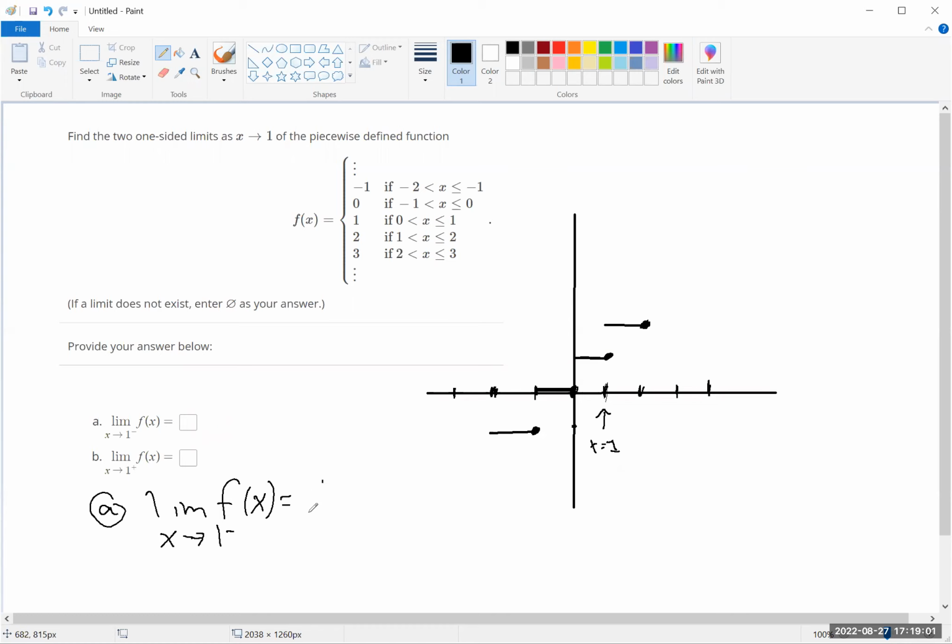So it's going to be f of 1. Since we're approaching from the left, we have to look at the appropriate part. Maybe I can highlight it blue just to help us remember which one we're looking at. And so the output is a 1.